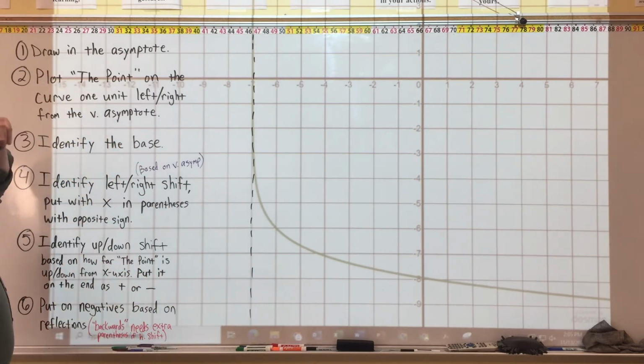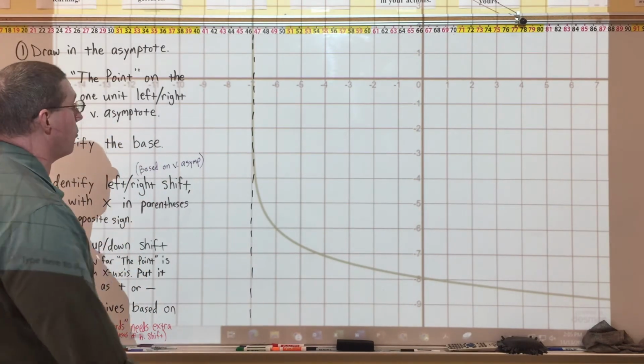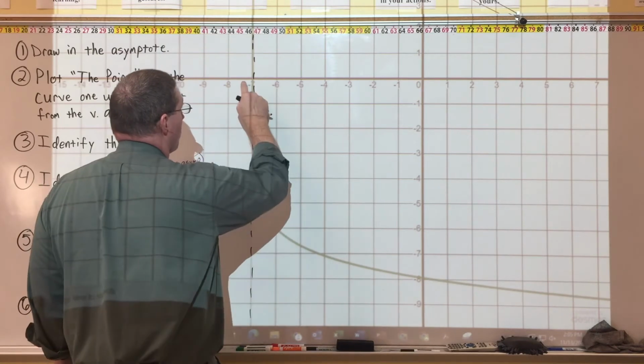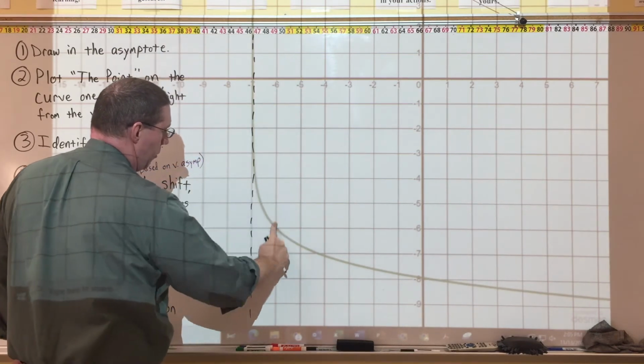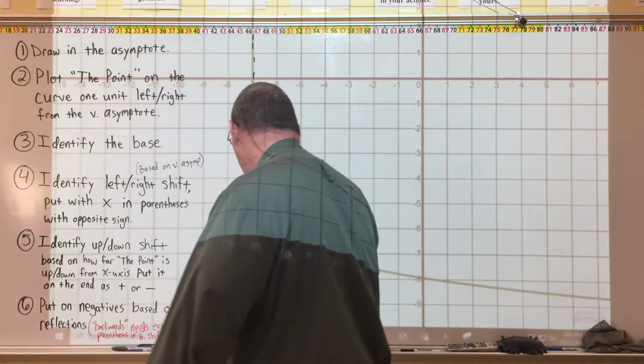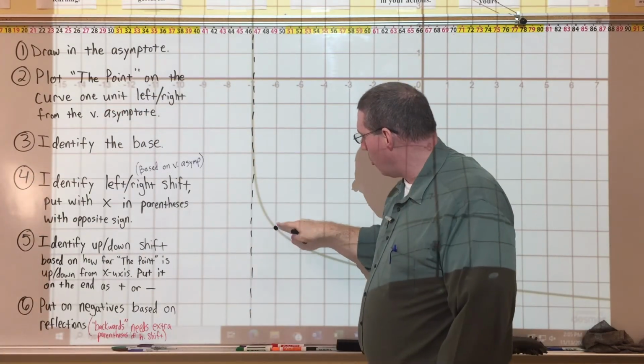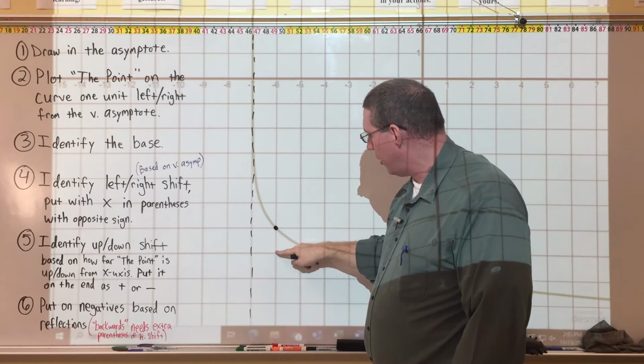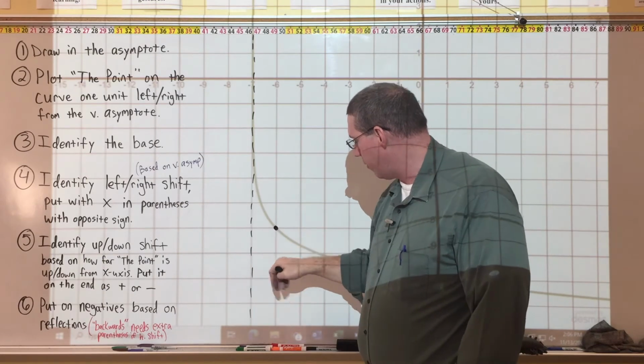Now I want to plot the point on the curve 1 unit to the left or the right. Well, the curve is on the right-hand side of the asymptote, so I'm going to go 1 unit to the right, go down to where the curve is. It's right there, so that is the point. Identify the base. To identify the base, I'm either going to go 1 unit up or 1 unit down. I'm going to go 1 unit down because that's where it opens up here, right?